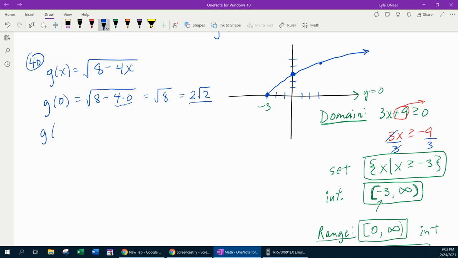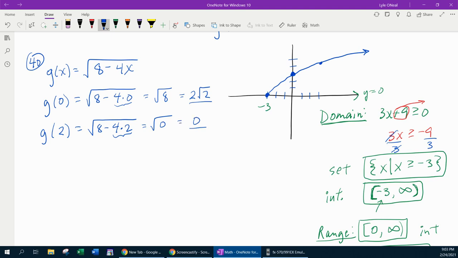Next, let's find g of 2. 8 minus 4 times 2. That's going to be square root of 4 times 2 is 8. 8 minus 8 is 0. And the square root of 0 is 0.